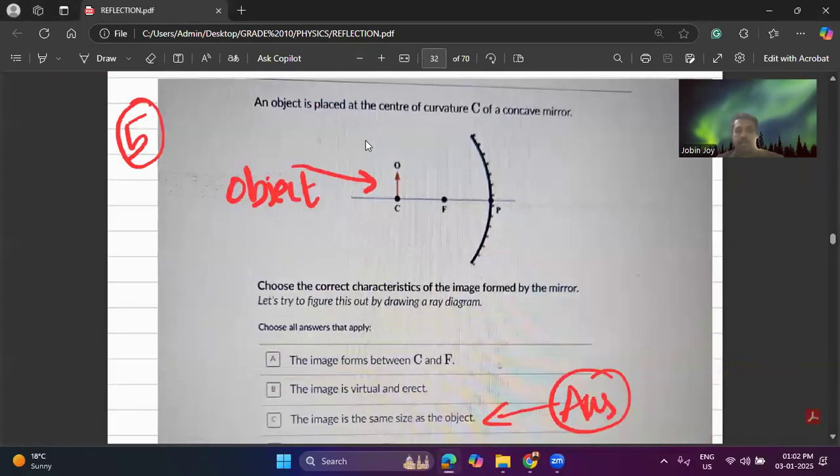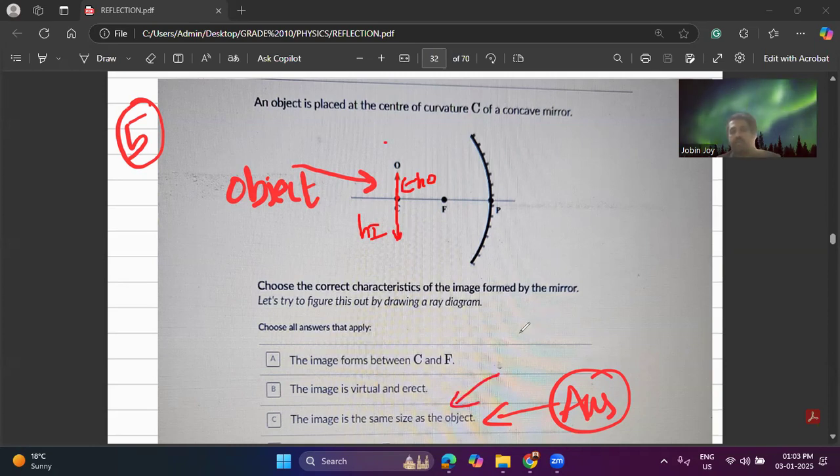Then, an object is placed at the center of curvature of a concave mirror. We already discussed this: if the object is at the center of curvature, we get the image here, and the height of the image will be equal to the height of the object. So the answer will be option C: the image is the same size as the object.